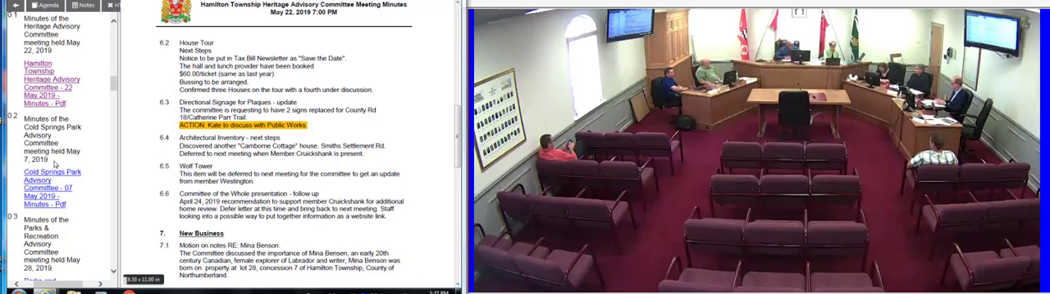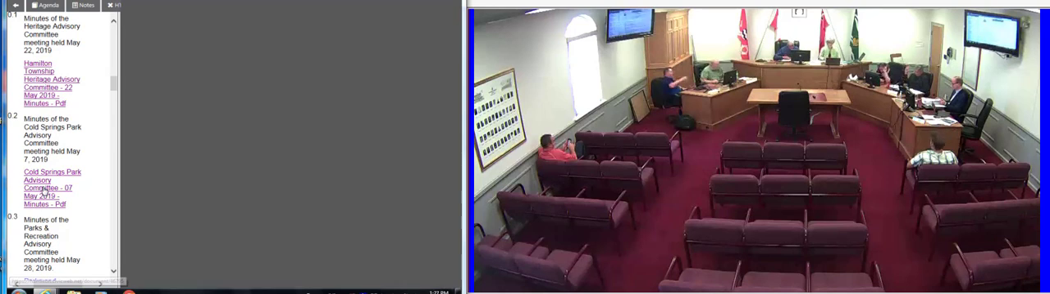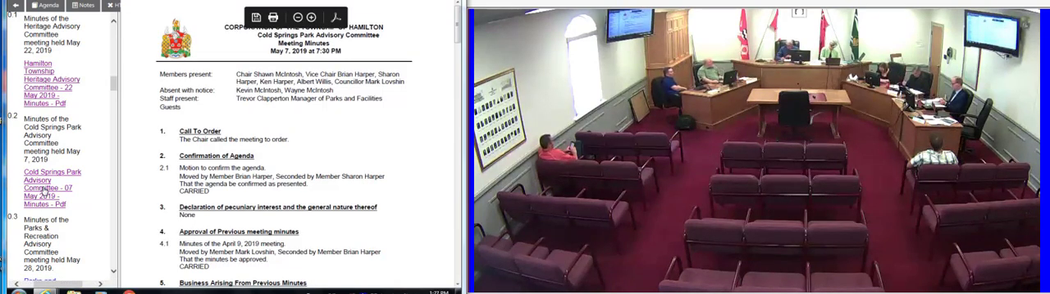Any further discussion? Okay, all in favor of the motion? It's carried. 10.2, a mover and a seconder that the minutes of the Cold Springs Park Advisory Committee meeting held May 7th, 2019 be received for information. Moved by Larry, seconded Mark. Any discussion? All in favor? Carried.